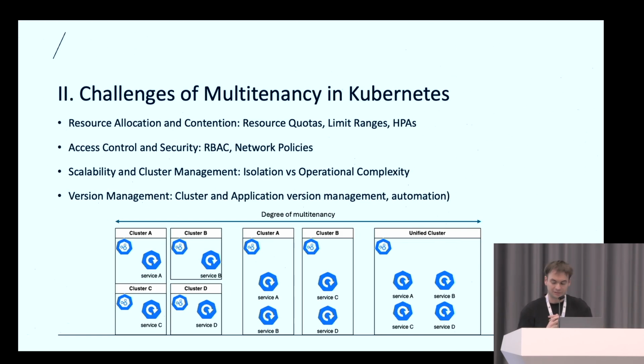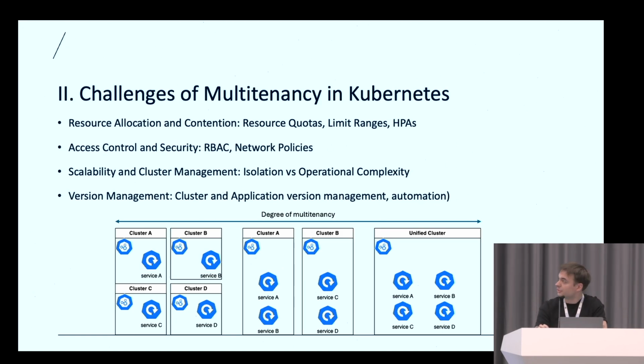Let's start with resource allocation and contention. In a multi-tenant environment, it's really important to make sure each tenant gets the resources that they need, without stepping on each other's toes. Kubernetes offers some native tools to help us, such as resource quotas, limit ranges, or HPAs. Also, another key thing is security and access control. Preventing unauthorized access between tenants is absolutely critical.